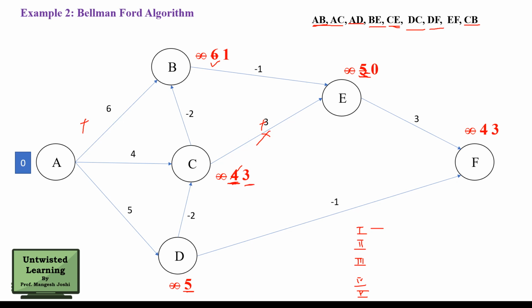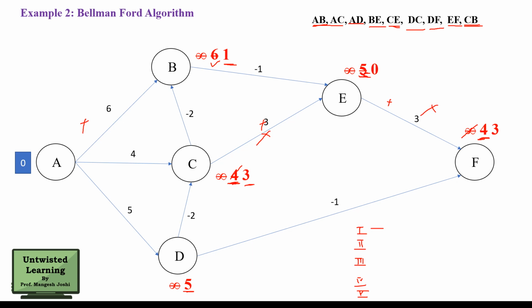Then DF, 5 minus 1, so cancel this infinity, the new value is 4. EF, 5 plus 3, which is 8, which is greater than 4. Hence, do not consider this value. Then CB, 4 minus 2, meaning 3 minus 2, it is 1. Since it is less than 6, consider this value. So this was iteration 1.